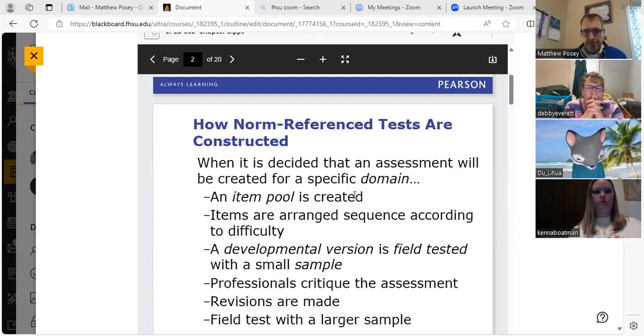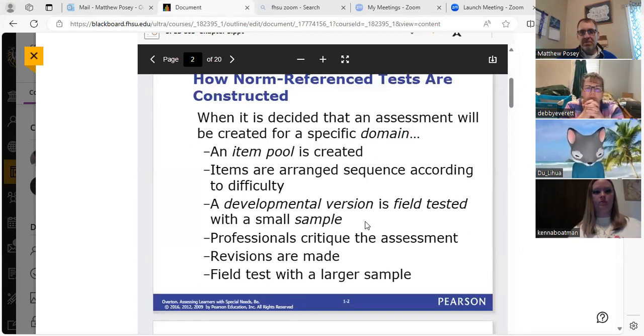So basically, when you're looking at norm reference, we're comparing the student's score with a group of other students that are very similar in socioeconomic status, age, and a lot of factors there. It's created for a specific domain. When we look at a norm reference test, we have an item pool that's created, and we also look at developmental versions of that test as well.